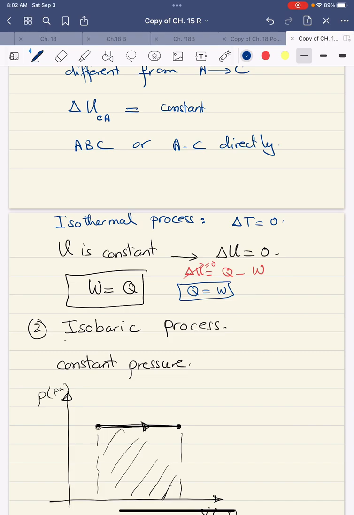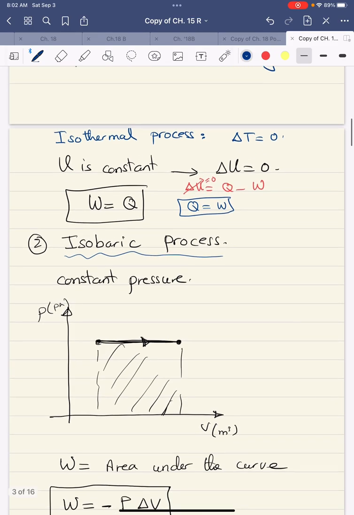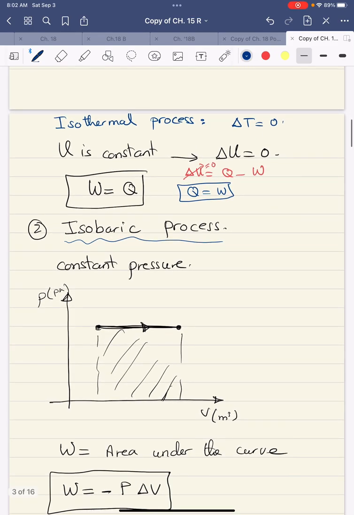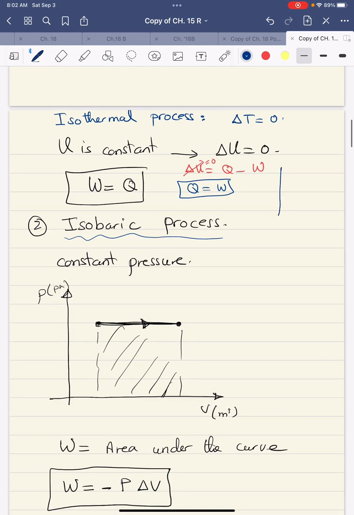The next one is the isobaric process. Isobaric process means constant pressure. I forgot to tell you how we're going to graph this. I'm going to talk about it later, but this is P versus V, and this one here we call the isothermal line. The temperature is constant over this.